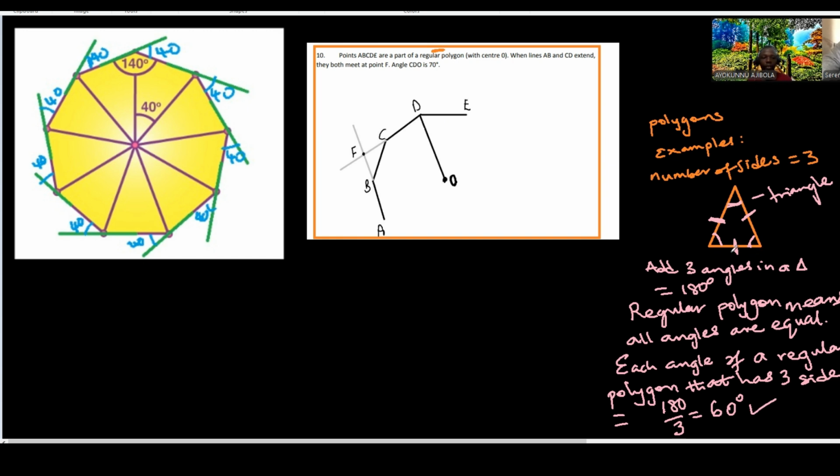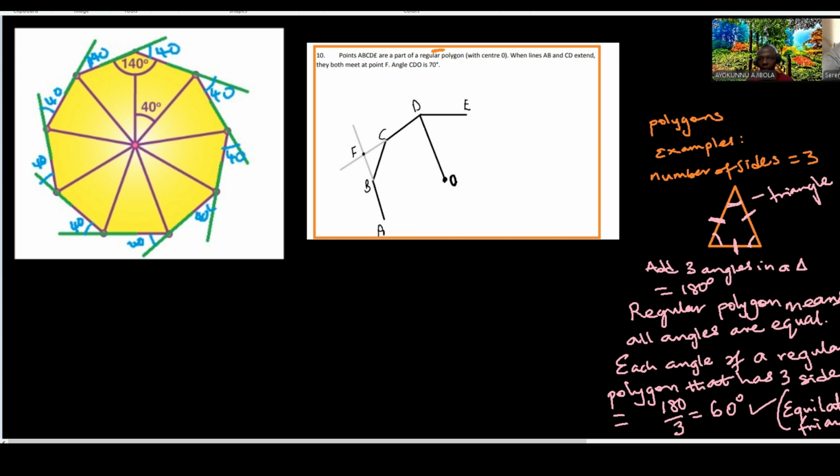So this is only 60 degrees because we assume that it's a regular polygon and it has three sides and it's a triangle. And the name of this is equilateral triangle. Okay? Equilateral triangle. So it means the three sides are equal and the angles must be equal too.